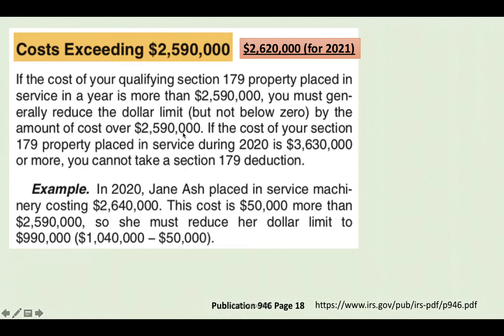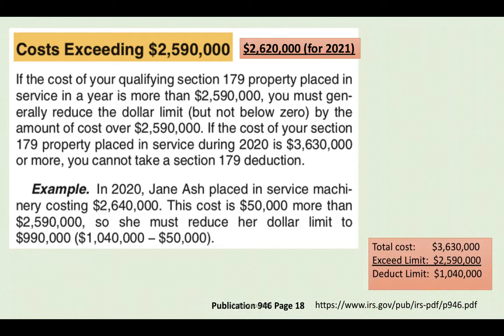If the cost of your qualifying Section 179 property placed in service is more than 2.59 million, you must generally reduce the dollar limit, but not below 0, by the amount the cost is over the limit. If the cost of your Section 179 property placed in service during 2020 is 3.63 million or more, you cannot take a Section 179 deduction.